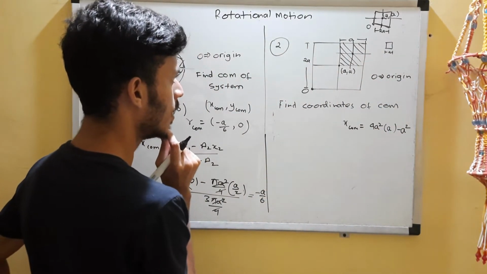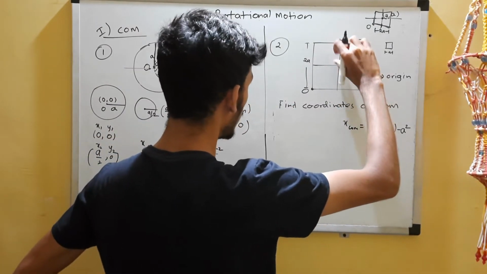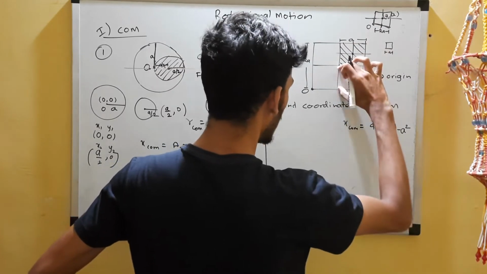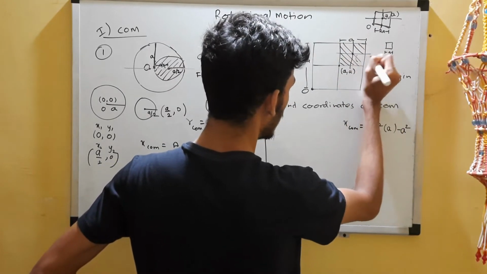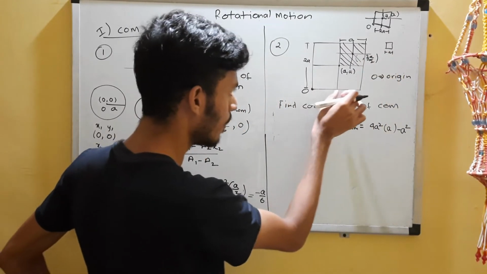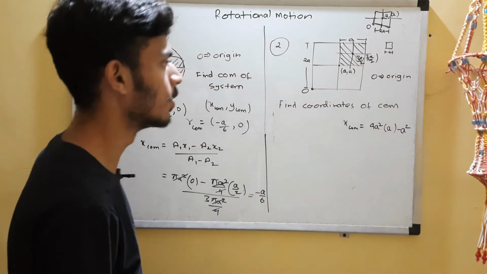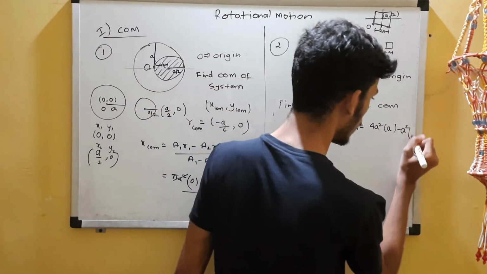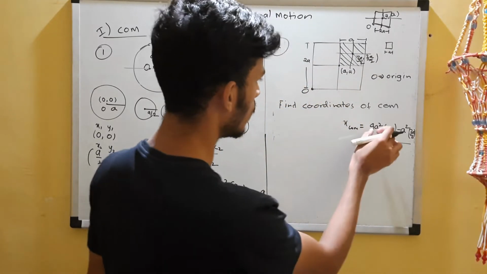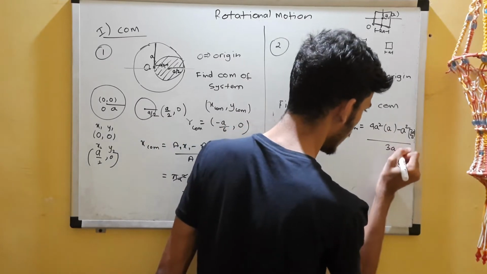If you see, this is a, and this is again a by 2. So a plus a by 2, that is 3a by 2, will be the y coordinate. Here also similarly a plus a by 2, that is 3a by 2. So the x coordinate of the area 2 is 3a by 2. Then the denominator a1 minus a2, my first area minus second area, is 3a square.